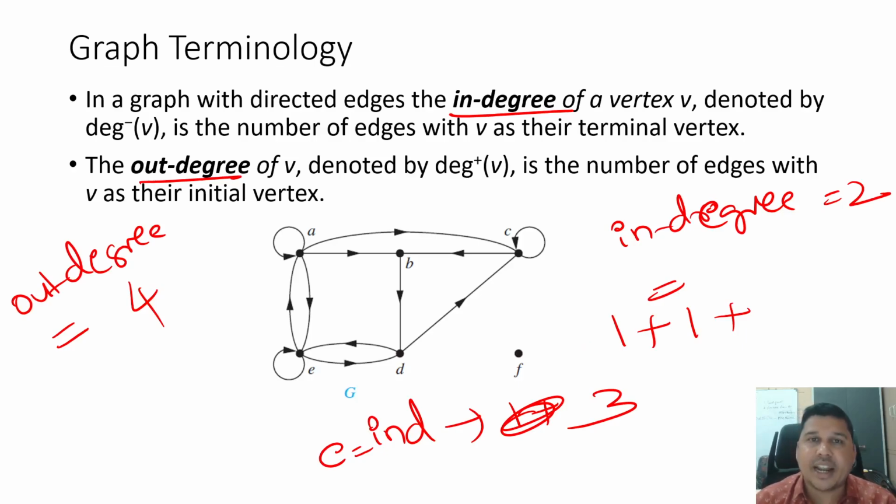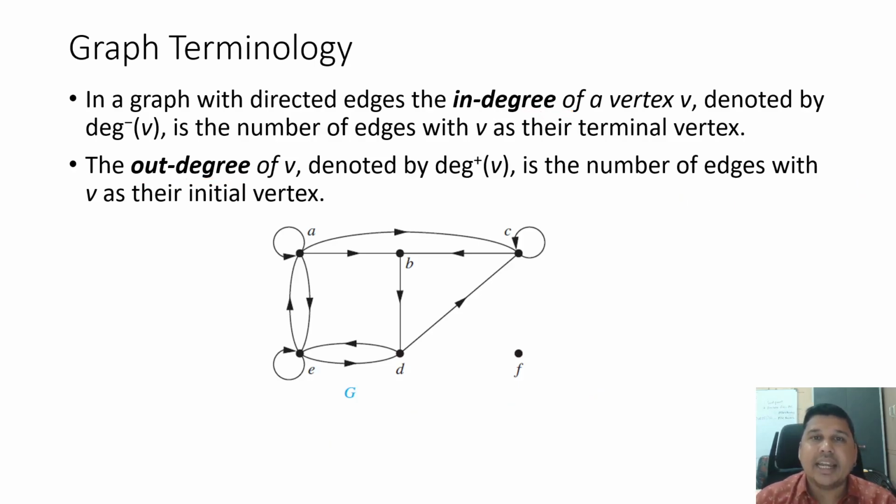If it is an undirected graph, you just count 1, 1, 1. If it is a directed graph, then you have to find 2 separate values, the in degree and the out degree.